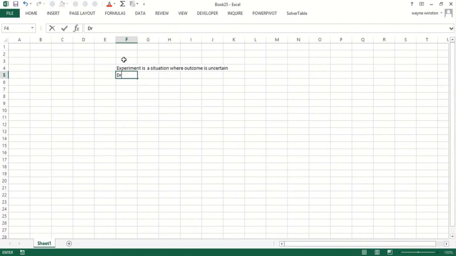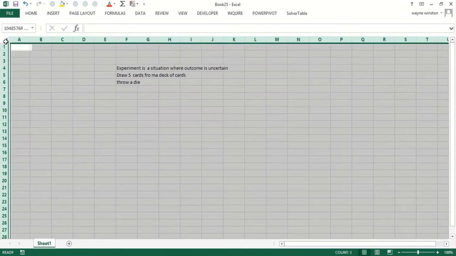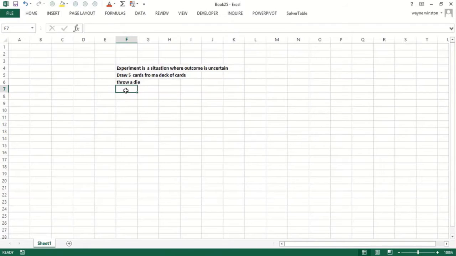Like you draw 5 cards from a deck of cards, you don't know what you're going to get. You throw a die, you don't know what you're going to get, a 1 through 6. You look at the Dow Jones index in a year, you don't know what you're going to get. And so a random variable is defined based on the outcome of an experiment.